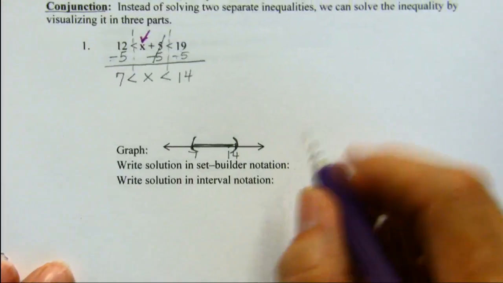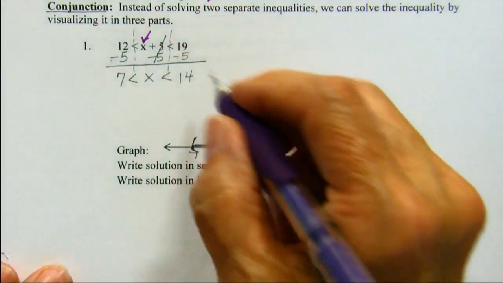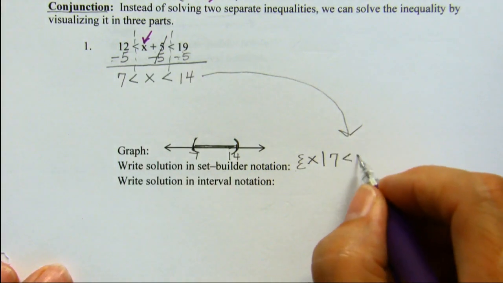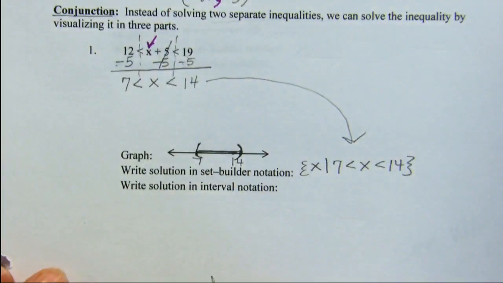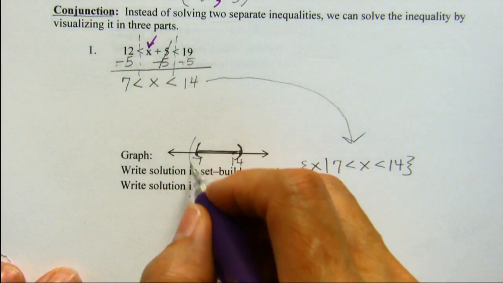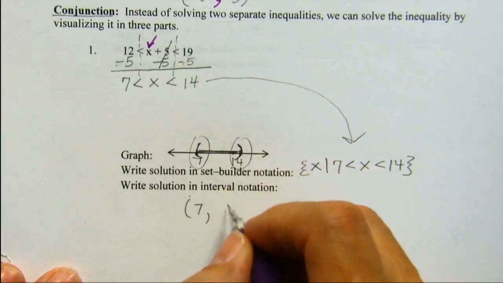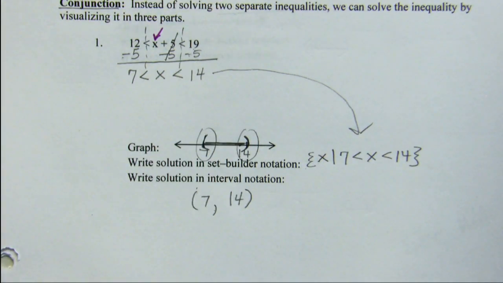Okay, set builder notation, the set of elements x such that, just bring down your conjunction, 7 less than x less than 14. Interval notation, on the left is parentheses 7, on the right is 14 parentheses, and don't forget your comma in the middle.